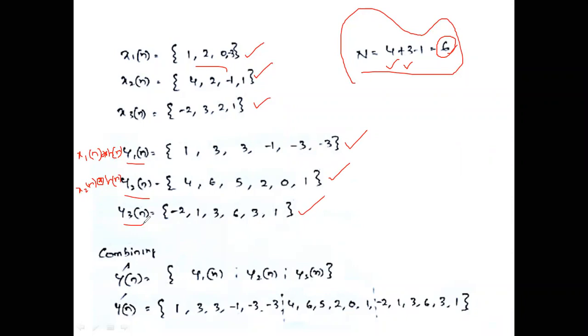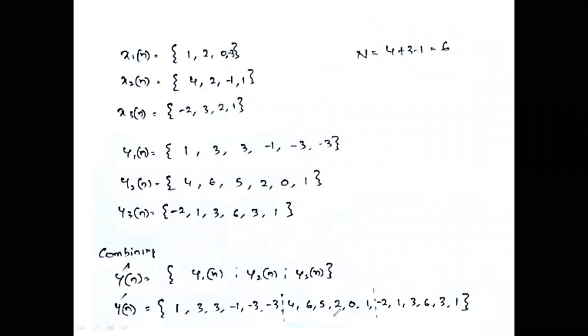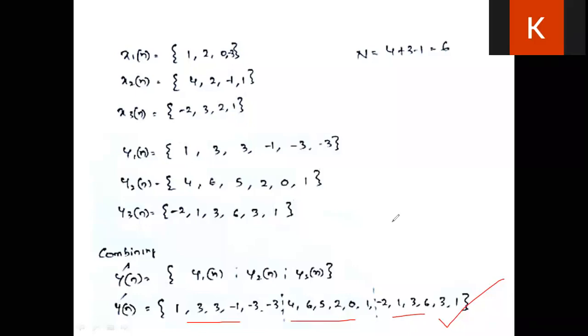Now I will combine them: y1 of n, y2 of n, y3 of n, and there I get my answer. My small question is, just by looking at this particular answer, do you think this answer is correct? Is the idea fine? The idea and the answer, is this answer correct? Any guesses? Anybody?